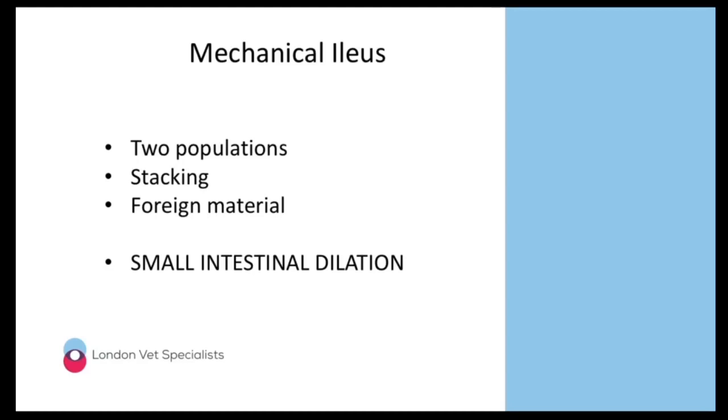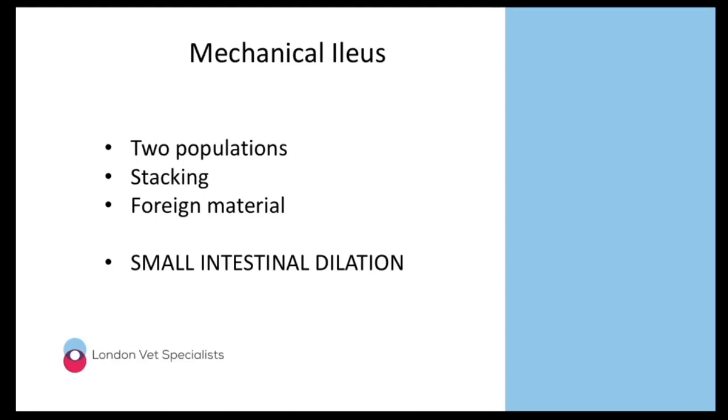So if you see 2 distinct populations of small bowel, that's really compatible and indicative of a mechanical ileus secondary to a foreign body. Oftentimes, if you have really dilated loops of bowel orad to the foreign body, they can stack up. So you see loops of bowel, one on top of the other.